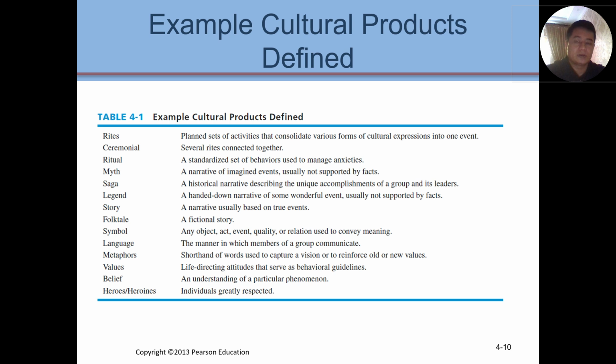Examples of cultural products are defined in Table 4.1, which will be given here, and you can see and watch. For example, a plan is a set of activities that consolidate various forms of cultural expression into one event, and you have ceremony, ritual, myth, saga, legend, story, folk tale, a fictional story, for example, symbol, an object, act, event, quality, or relation used to convey meaning, and language, metaphors. You guys know about metaphors, right?